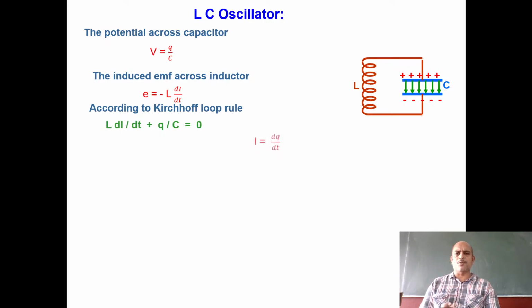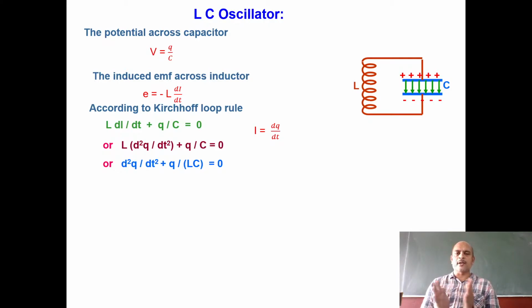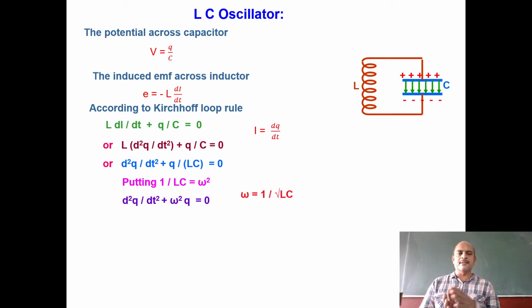Now we want to find the relation between these two. So we can put one more formula, I equal to dq upon dt. So L d square Q upon dt square plus Q upon C is equal to 0, or d square Q upon dt square plus Q upon LC is equal to 0. Here we can put 1 upon LC is equal to omega square. Omega is the angular frequency, or omega is 1 upon root LC, that is the frequency of this tank circuit, the LC oscillator.